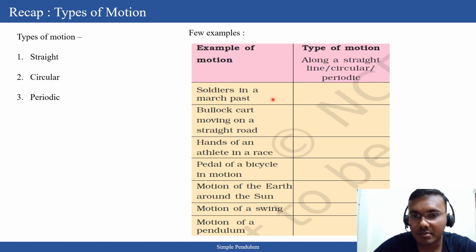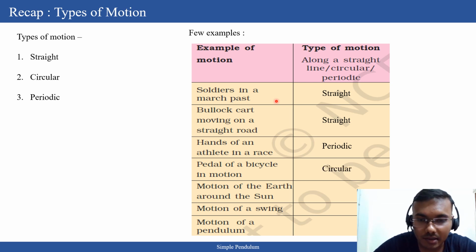Soldiers in a march past can be considered as a straight motion. Motion of a bullock cart moving on a straight road is again a straight motion. Hands of an athlete in a race can be considered as a periodic motion. Pedal of a bicycle in motion is a type of circular motion.